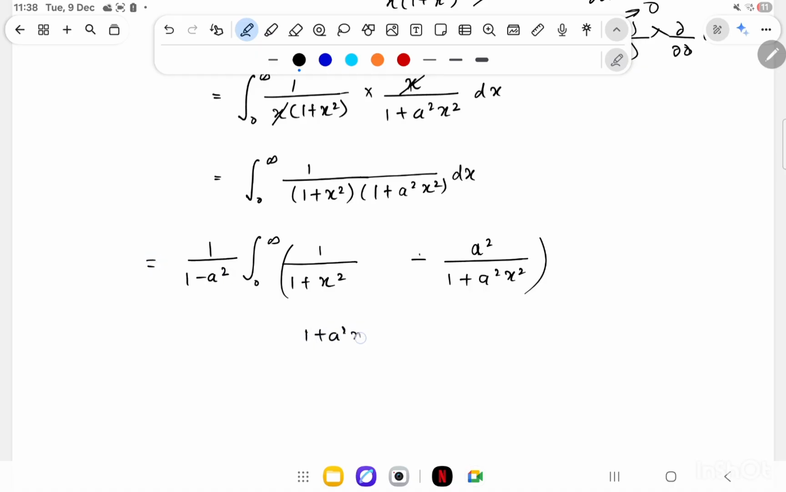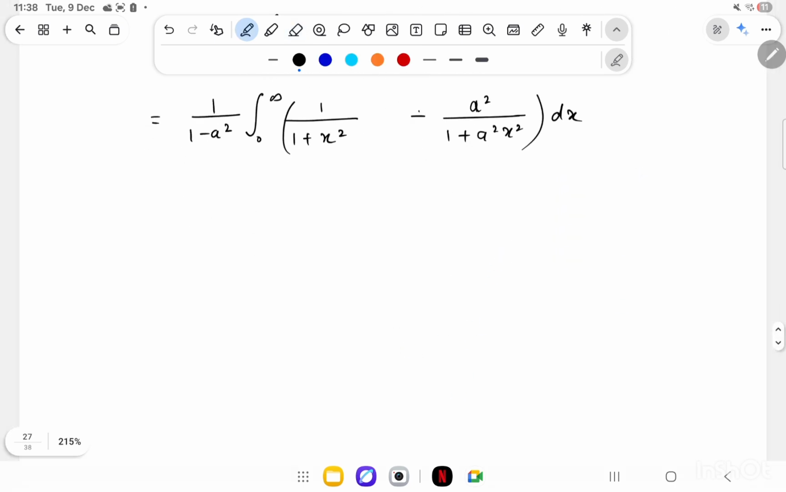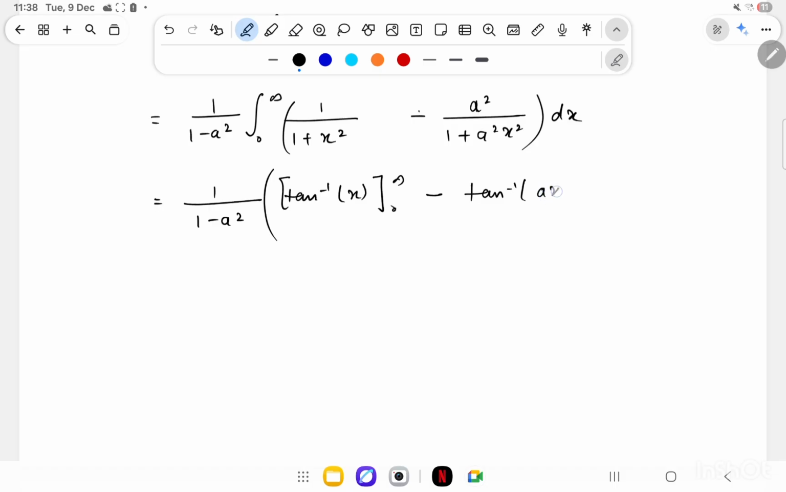So it will be 1 plus a square x square minus a square x square. And yeah, so this is the partial fraction of this term, and we can easily now integrate them separately. So it will be equal to 1 divided by 1 minus a square tan inverse x from 0 to infinity, minus tan inverse ax. Or, the second term I can write as minus integration 0 to infinity dx divided by 1 by a square plus x square.